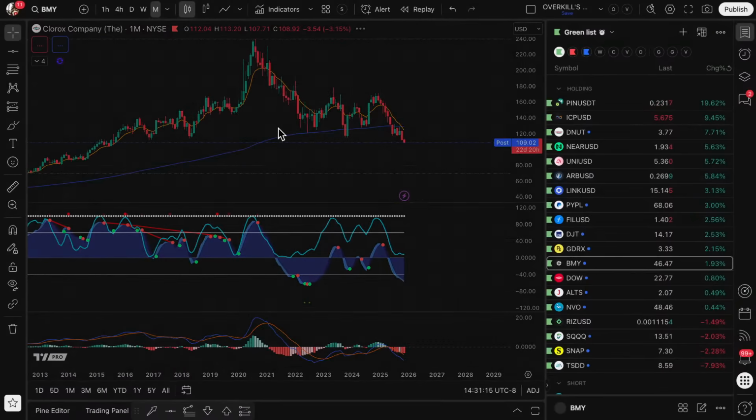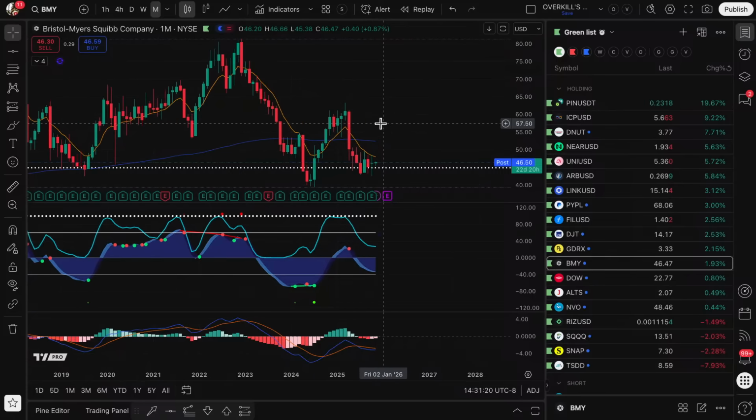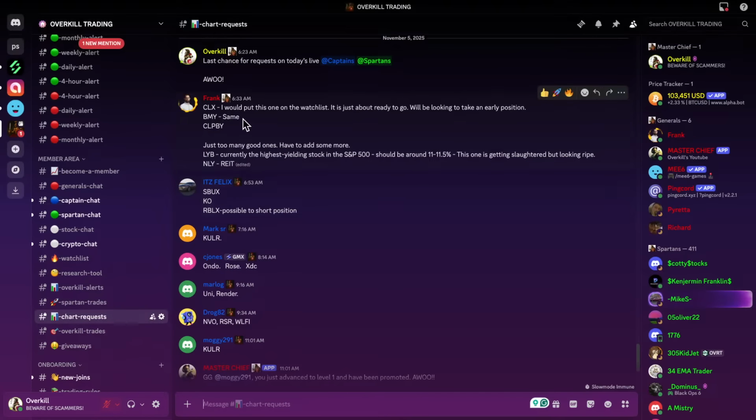BMY, yeah, we covered that one. We just need that signal for confirmation. I do have a trade on BMY just because I'm bullish on healthcare stocks right now. I would love to see that monthly pop here this month. So just looking for that.